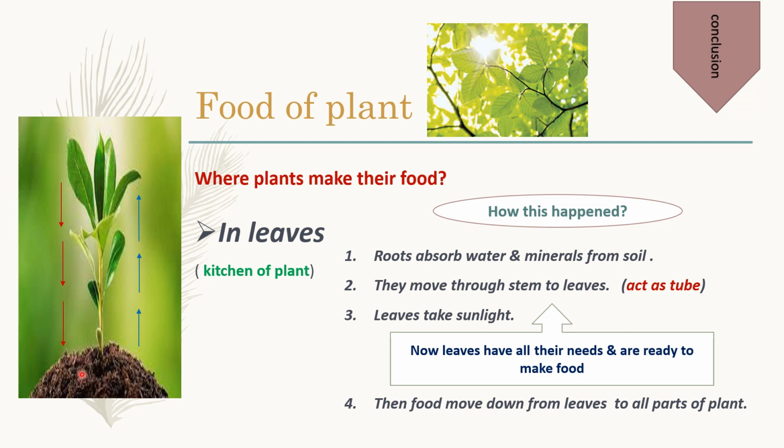So again, briefly, the plant needs water, minerals and sunlight to make food. Of course, in the leaves, right? How does this happen? Roots absorb water and minerals, and then they move through the stem up to leaves, and then leaves take the sunlight. After this, the leaves are ready now to make food. After making food, the food moves through the stem again, down to roots. Easy.